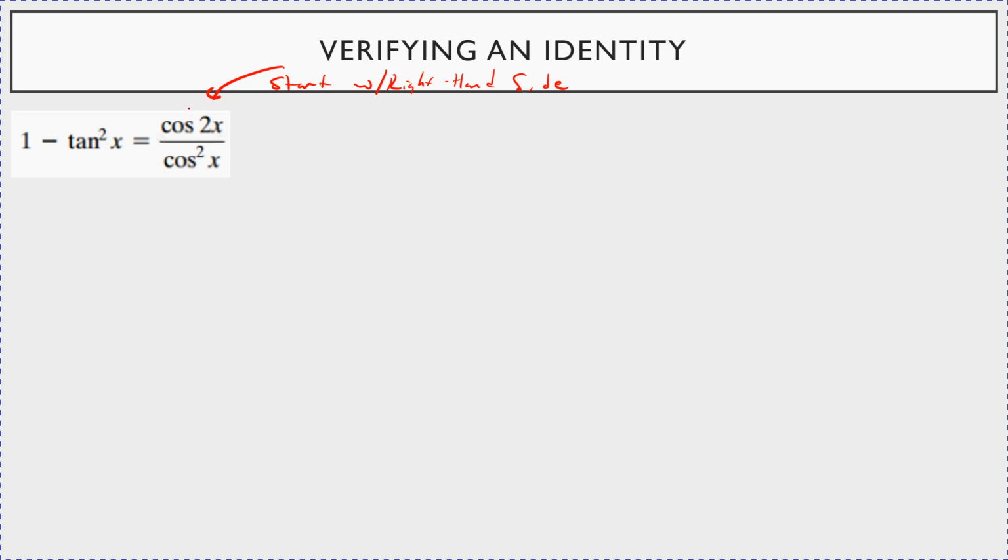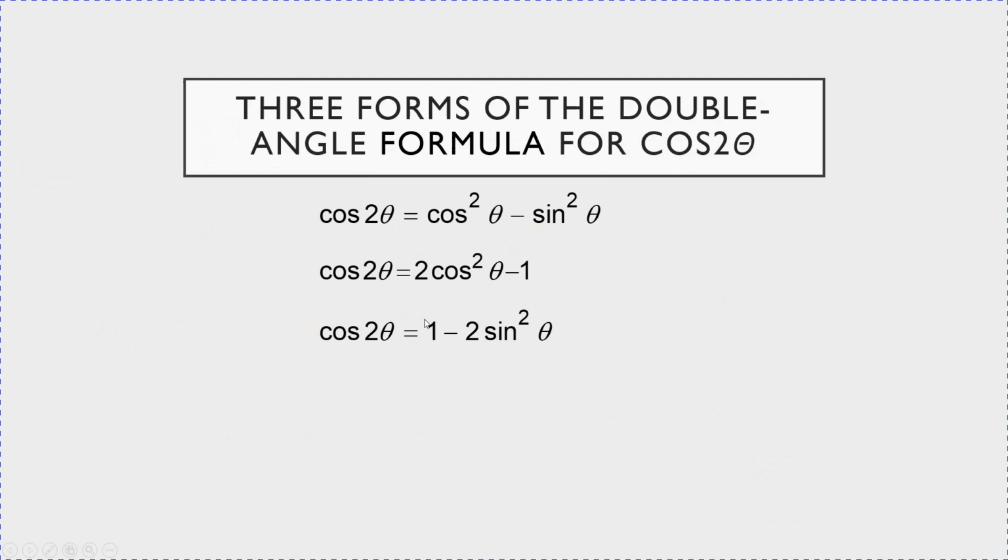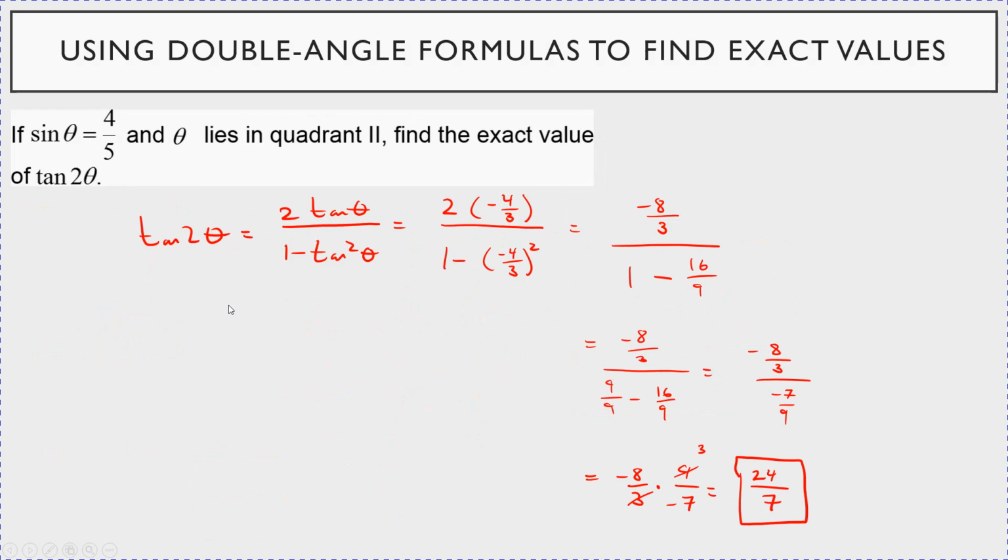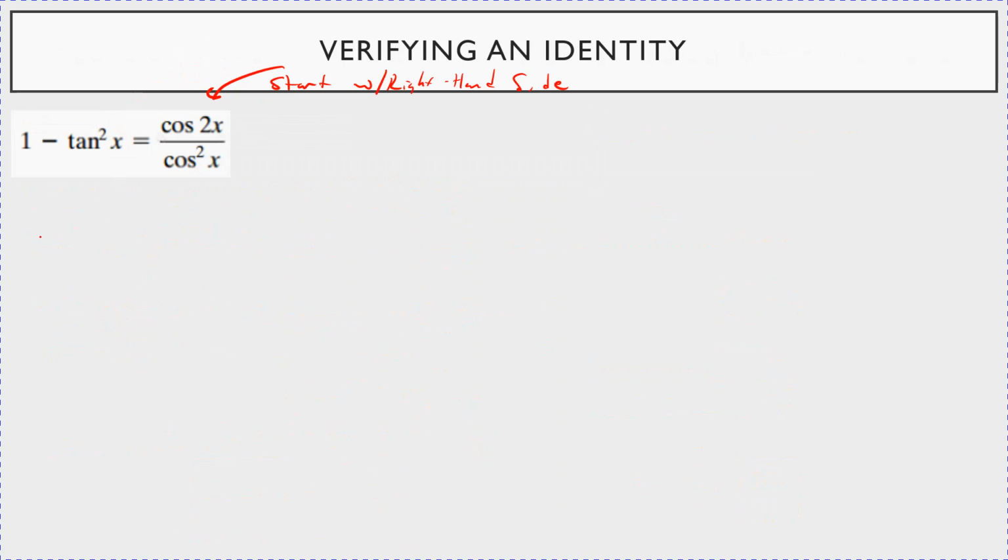And so what I'm going to do here, notice I have this cosine squared x in the bottom. So I'm going to substitute in cosine of 2x. I'm going to substitute in this cosine squared of theta minus sine squared of theta, except here it's just in terms of x. So this is 1 minus tangent squared x is equal to cosine squared x minus sine squared x all over cosine squared x. Well, look, what are you going to do here? I'm just going to break this up into 2 fractions. And then watch what happens.